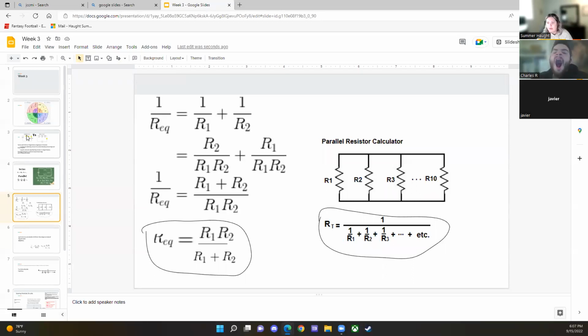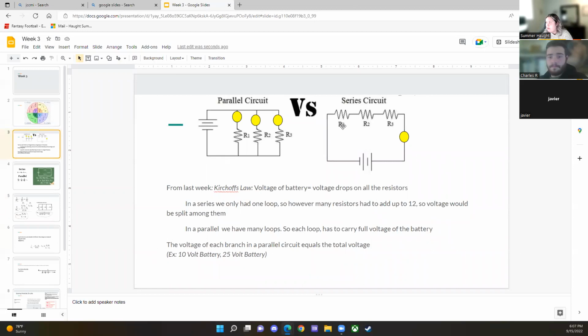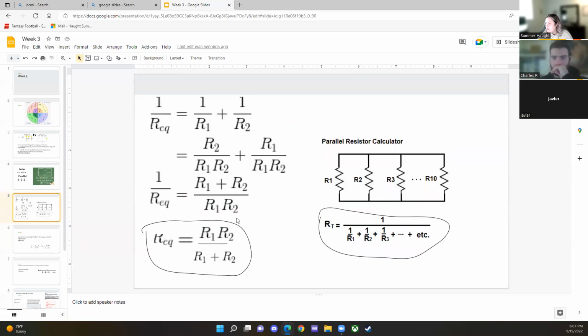If you remember from the beginning of the week, or last week, I said it doesn't matter how many resistors you can have in a circuit. It's going to depend on every circuit. So just be mindful of that, you can have 10 resistors like this example is showing.